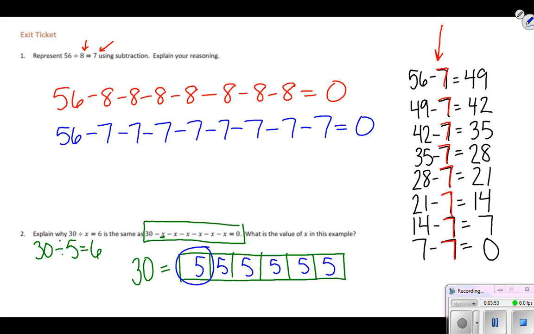I could also go through and I could do 30 minus 5 here is 25. Again, minus another 5 to get 20. Minus another 5, I'm at 15. Minus another 5, I'm at 10. Minus another 5, I'm at 5. And subtracting another 5, I'm finally at 0. So it works out. And there's two examples to help you move along with the practice on this.